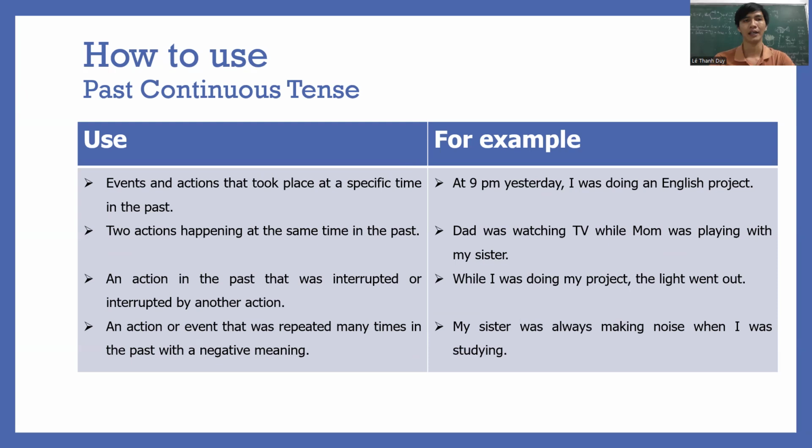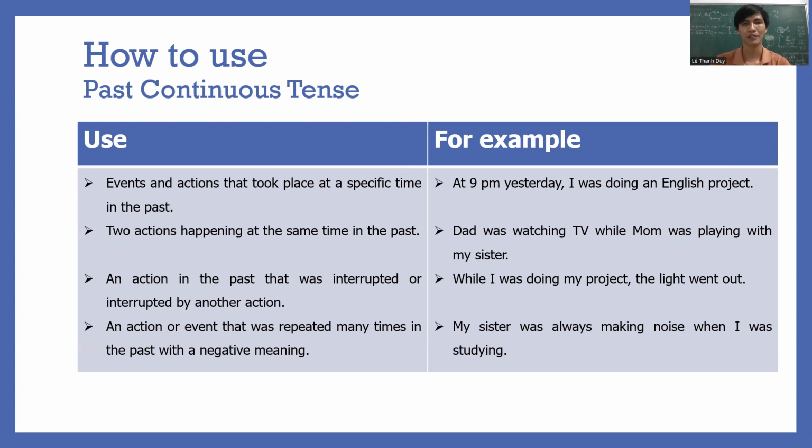Secondly, the past continuous tense is also used to describe two actions happening at the same time in the past. For example, dad was watching TV while mom was playing with my sister. Okay, the two actions are parallel.